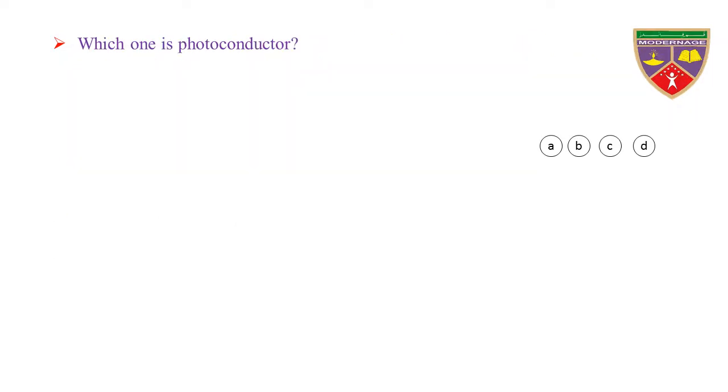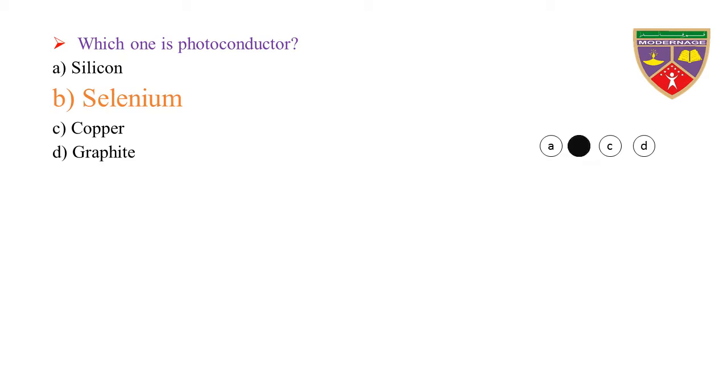Which one is a photoconductor? Option A, silicon. Option B, selenium. Option C, copper. Option D, graphite. The key is selenium. The option B is correct.